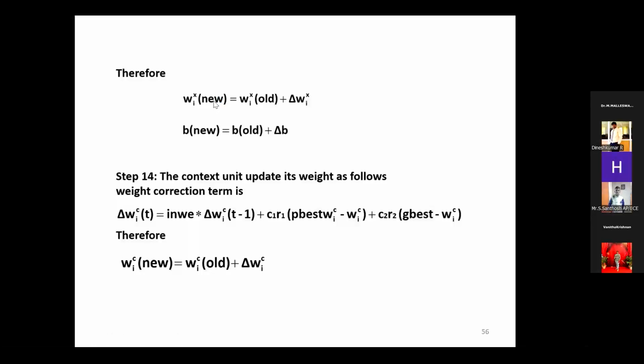So you have to do two kinds of updation. One is from input to hidden node, where you have to update your weight values as well as bias values. The second updation of your PSO happens from hidden to output. There also you have to update the weight values, and similarly the bias values. Finally, the context unit weights are updated as follows. Here also you have to update the context weight values, similarly getting new weight values. Now each term is related to the inertial weight factor and the C1 R1 parameters, personal best and global best.